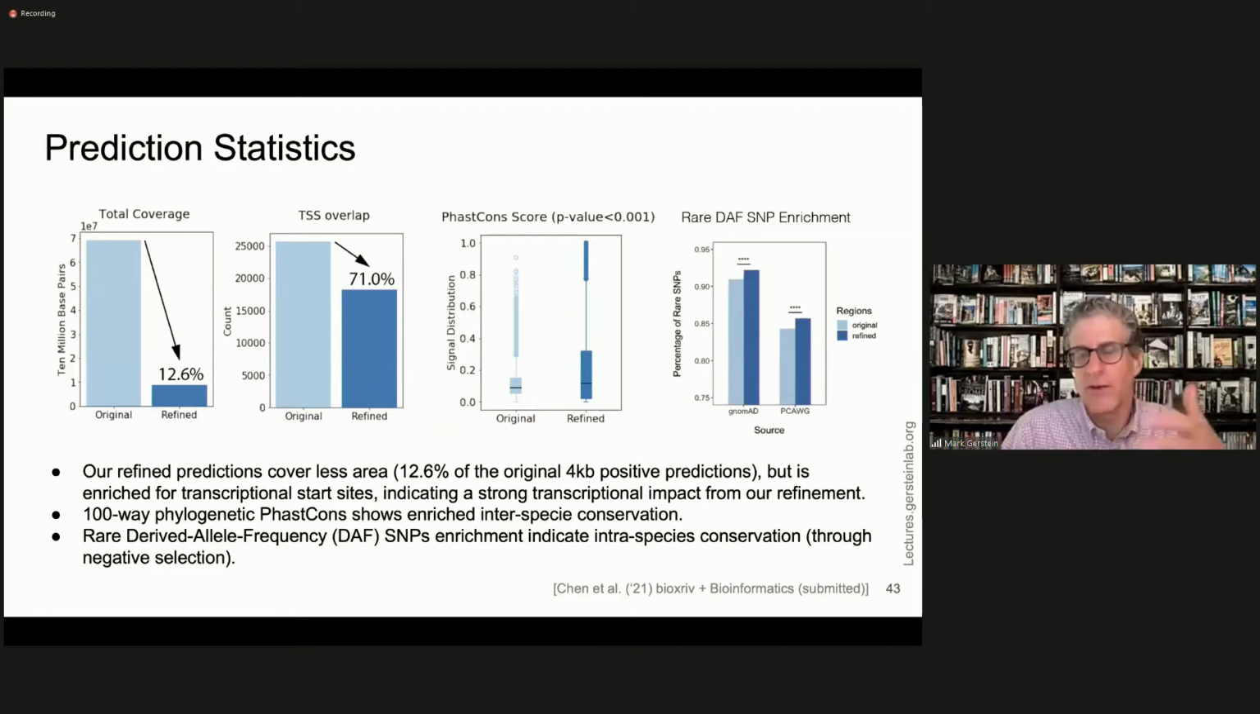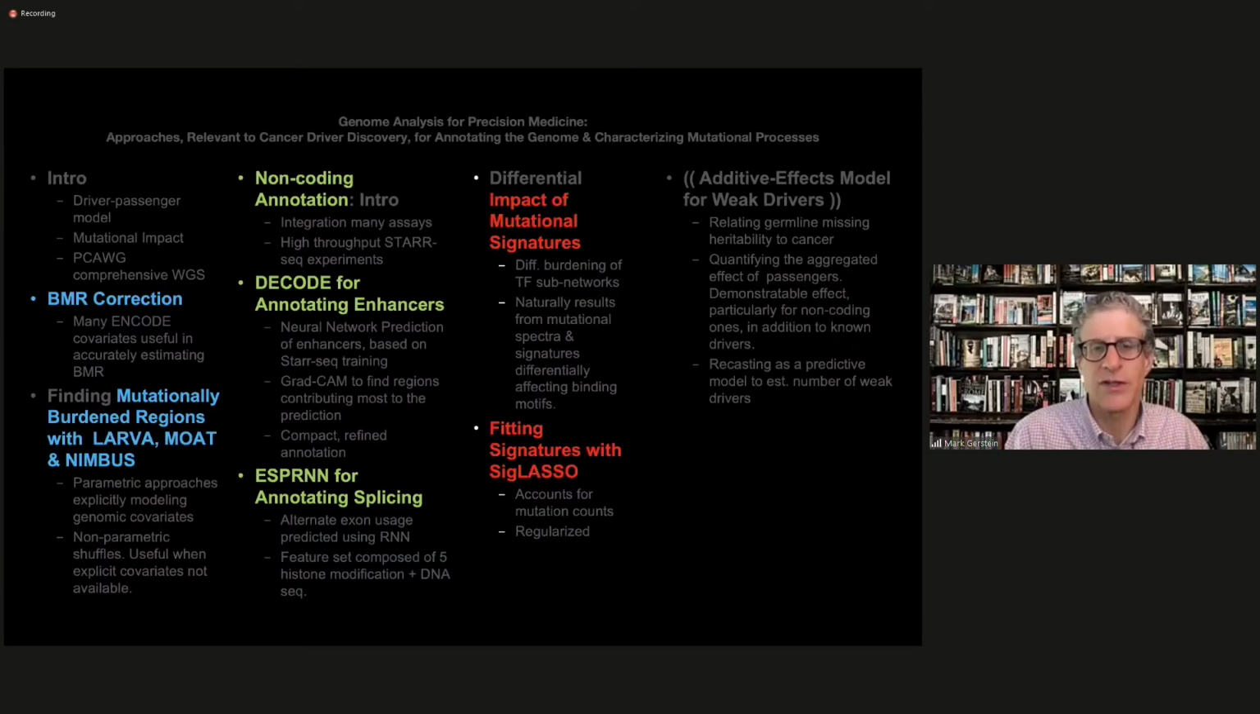And then this just shows how you can validate this, in a sense, by looking at how conserved these regions are. After you do the refinement, they become a little bit more conserved in certain ways. And after you do the refinement, they occupy less genomic regions, but they still overlap more with, say, TSSs and so forth, which gives you a sense that the refinement process is giving rise to more accurate regions. So that was ways of finding enhancers.